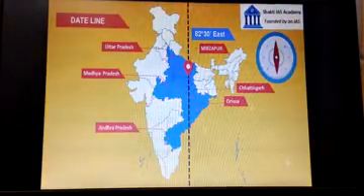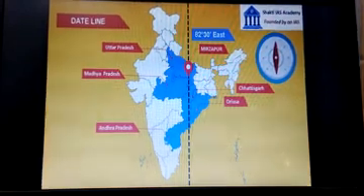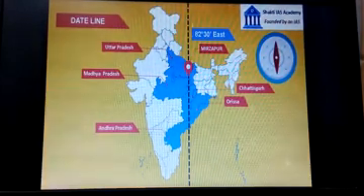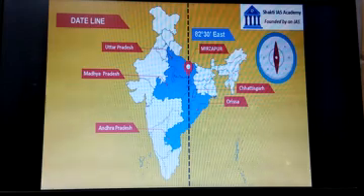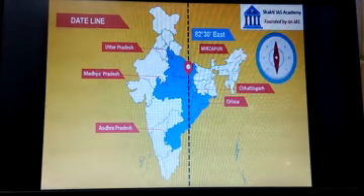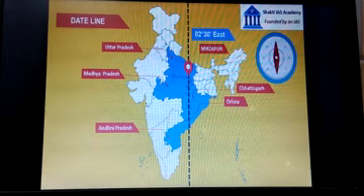So what is Indian standard time? India has one time, which is 5.5 hours ahead of Greenwich Mean Time. I told you when it is 12 noon in Greenwich time, then our time is 5:30, in the evening. All right.